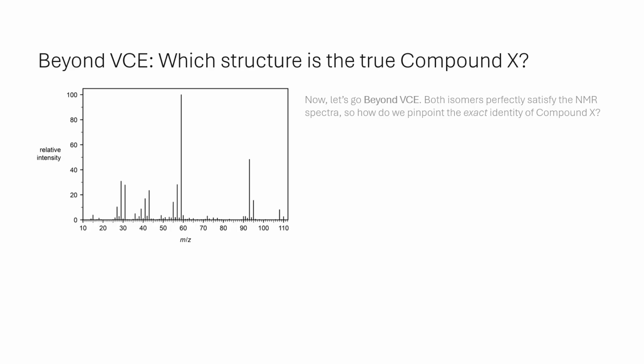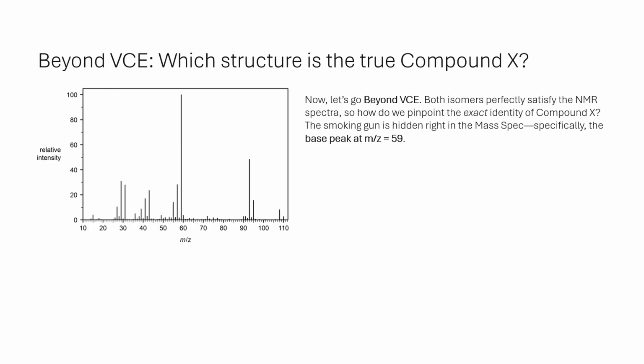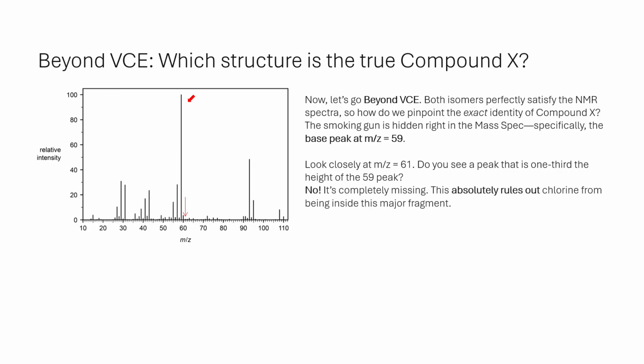Now, let's go beyond VCE. Both isomers perfectly satisfy the NMR spectra, so how do we pinpoint the exact identity of compound X? The smoking gun is hidden right in the mass spec, specifically, the base peak at m/z = 59. Look closely at m/z = 61. Do you see a peak that is 1/3 the height of the 59 peak? No. It's completely missing. This absolutely rules out chlorine from being inside this major fragment.